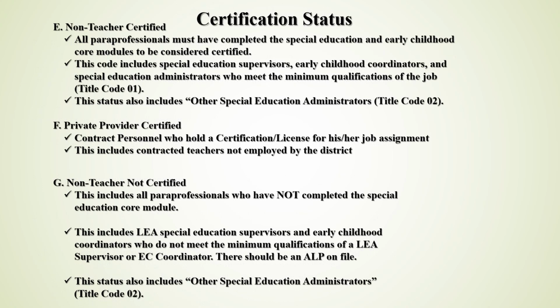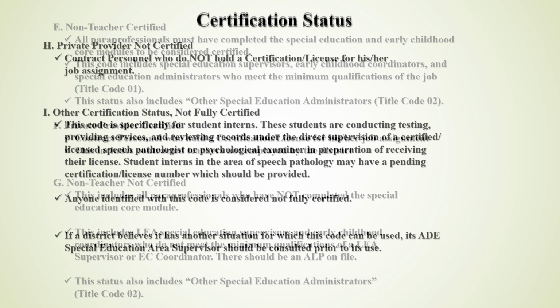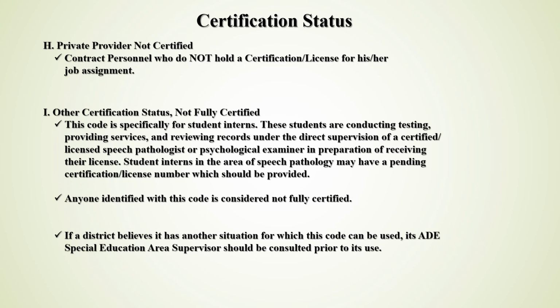E includes all paras that have completed the core module for certification and special ed supervisors, early childhood coordinators, and all special ed administrators, including those with Title Code 2 who possess a license for their title. F includes all contract personnel who are licensed, including SLPs, OTs, PTs, and even special ed teachers, all of whom are not employed by the district. G is all of those in E who are not certified or who do not have a license. H would be any of the aides, assistants of contract staff, or anyone not employed by the district who does not hold a license or certification.